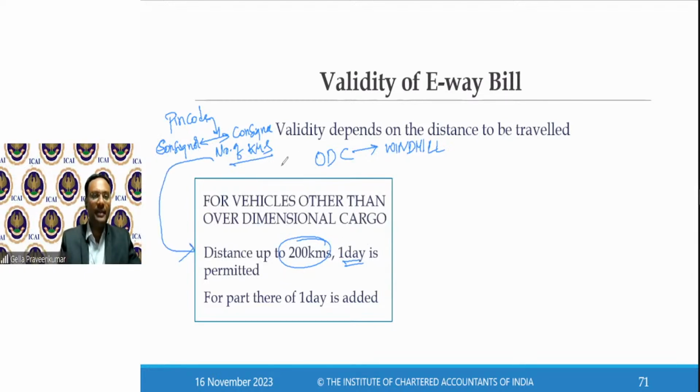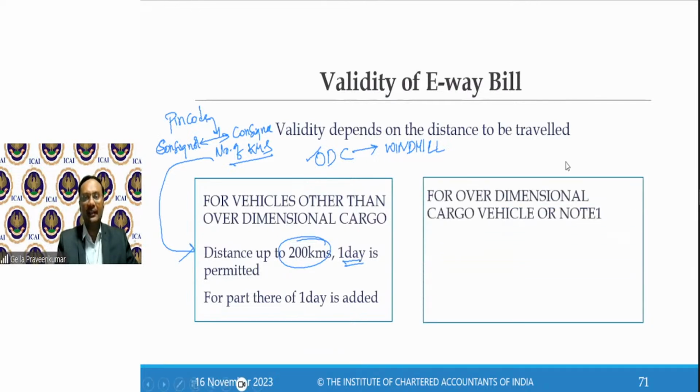So when I fill the e-way bill, I select whether it is an ODC or a normal vehicle. Based on that, they assign the time limit for carrying this particular e-way bill.